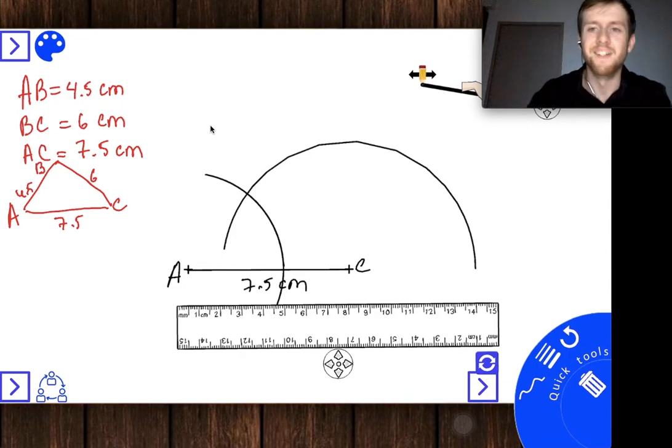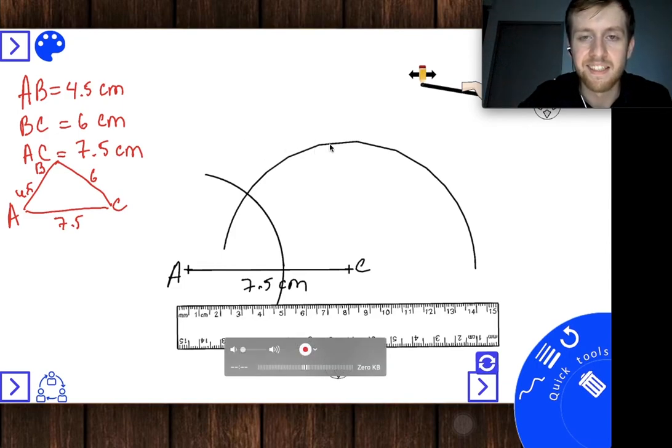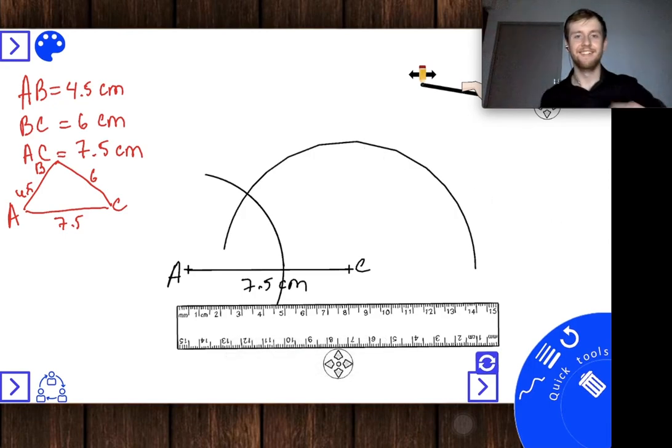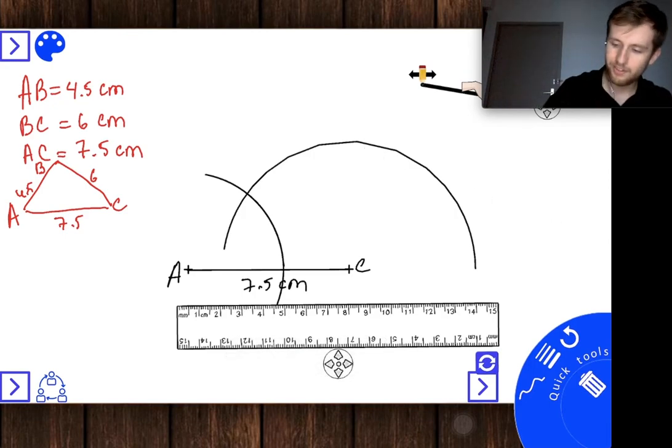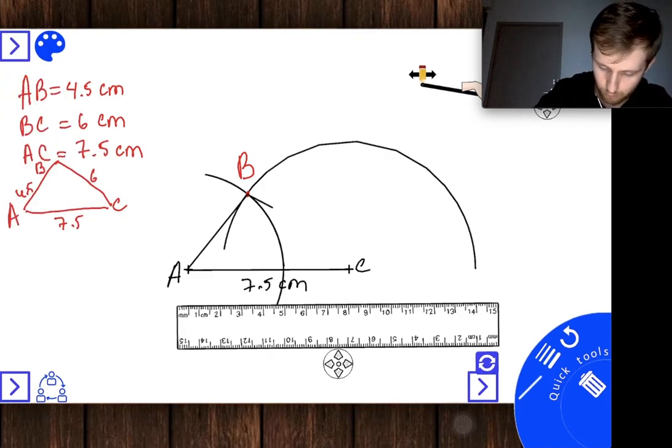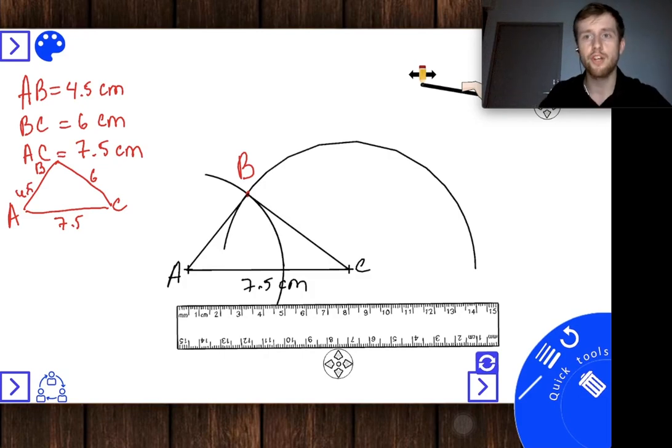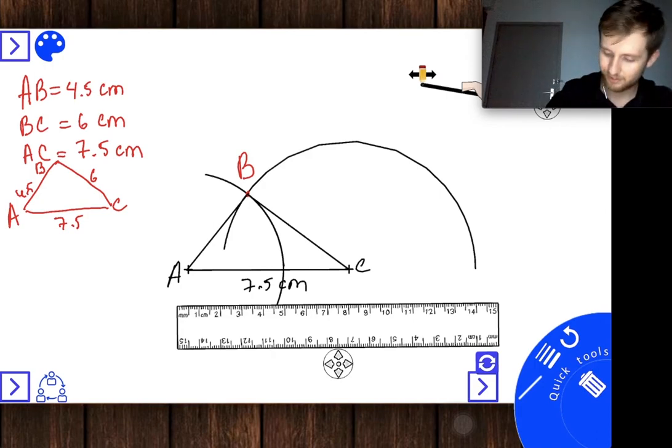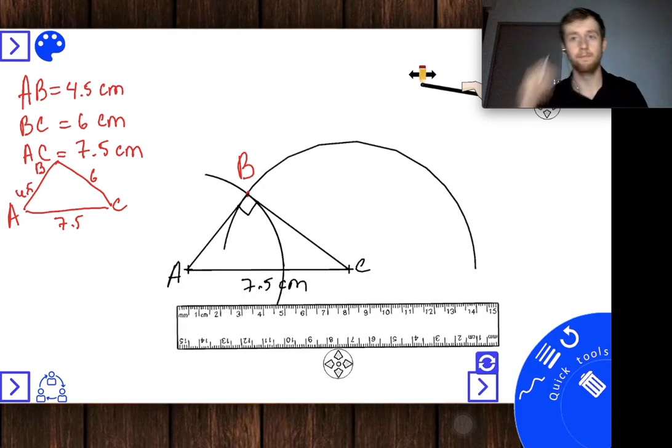Not a lot of polygons in this arc. Anyways, this is our point. This is our point B, and this is going to be AB, and this is going to be BC. What kind of triangle is this? They're asking us. Well, it looks like a right-angled triangle. This is a right-angled triangle, ABC.